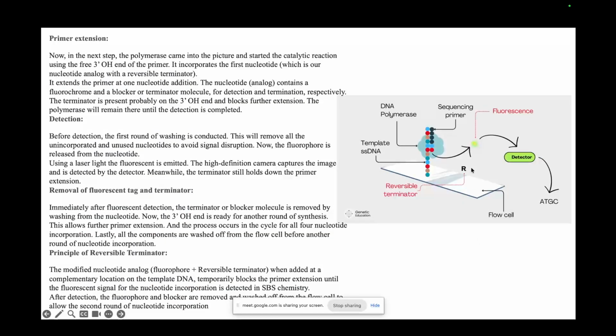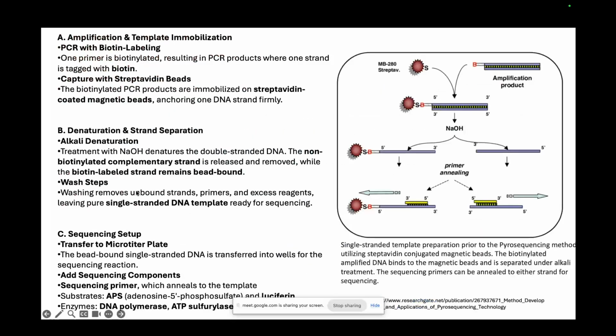Yeah, now this is basically the kind of sequencing procedure followed in these 4 steps. Once you have reached this particular step, you have denatured, you have washed away the extra set of DNA strands, and you are left with this particular structure. You have the streptavidin beads, the biotin attached to it, and the DNA attached to that biotin.